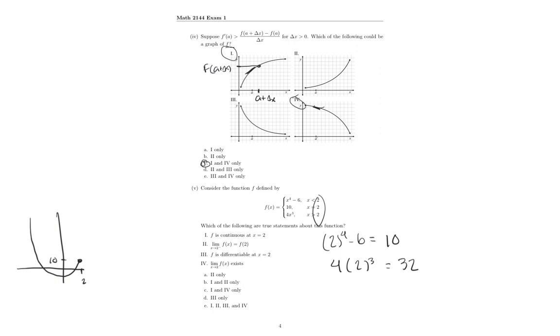And then we're going to come all the way up to 32 and kind of continue our stuff up there. And so if we look at all of these statements, we can see that f is not continuous at x equals 2, but we can see that the limit from the left is equal to f of 2, right? It is not differentiable at x equals 2, and the limit does not exist at that point either. So the only true statement is 2.